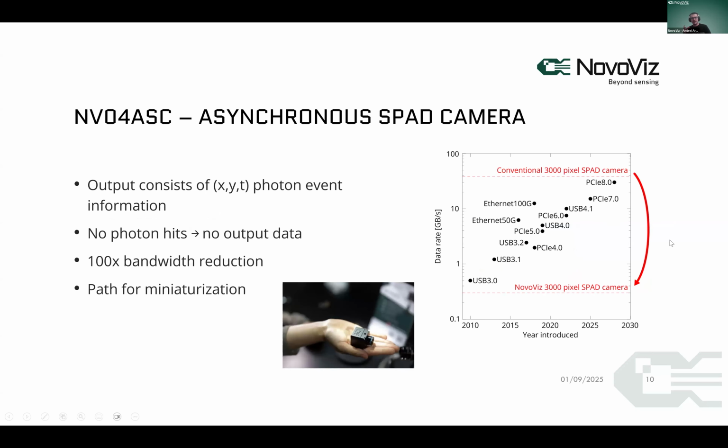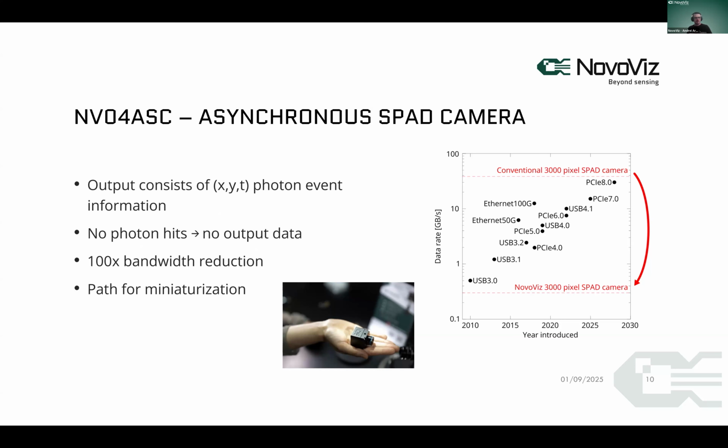So if we were to look back at the plot I showed before, even at this small resolution of 3000 pixels, if we were to operate at full speed, we would be above the data rates of even upcoming interfaces. However, by doing this pre-processing on the detector itself, we're reducing this by 2 orders of magnitude, and now we can operate it continuously with conventional, very easy to access interfaces.